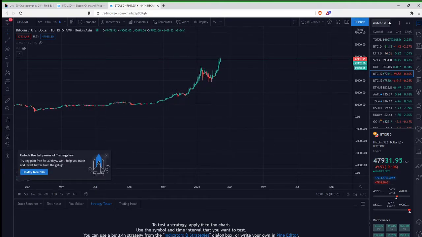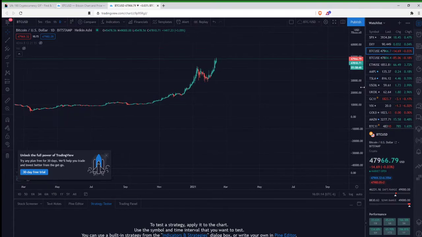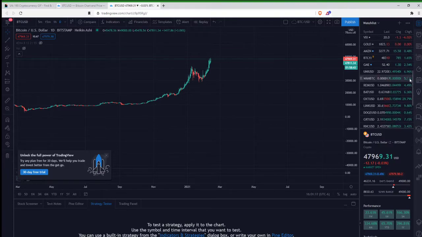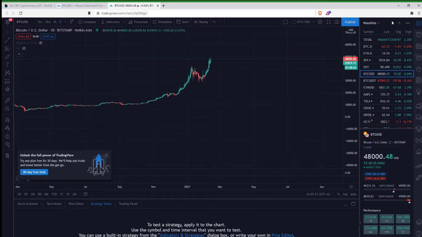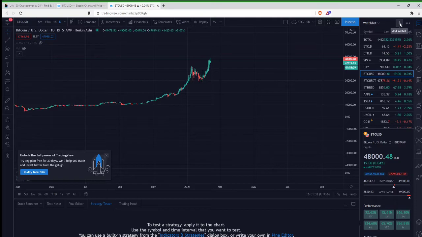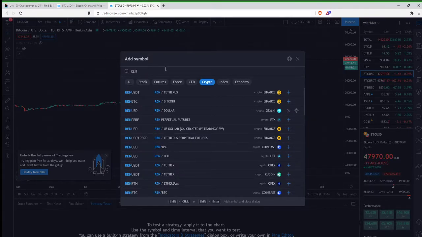Your accounts are going to come shipped with preset assets like the S&P 500. You'll probably have UK and US oil. You're going to have gold. You can remove any of these that come shipped with your account, and then pretty much just add the assets that you are currently invested in or that you are speculating you might put money into, right here by clicking this add symbol. And let's just say we wanted to add REN, which is an ERC20 token.